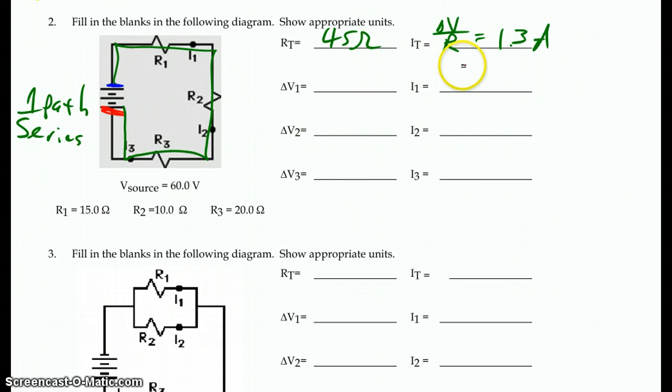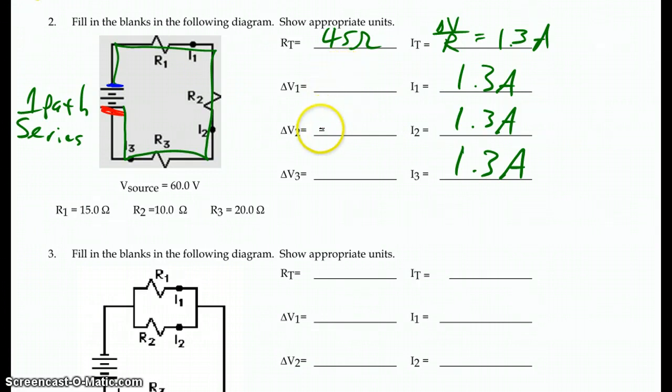And because it's series, I don't need to do any more work. I can automatically say that the current everywhere is exactly the same. There's only one path. Charge is current. Current is charge. Charge is conserved. So therefore it must be the same everywhere.